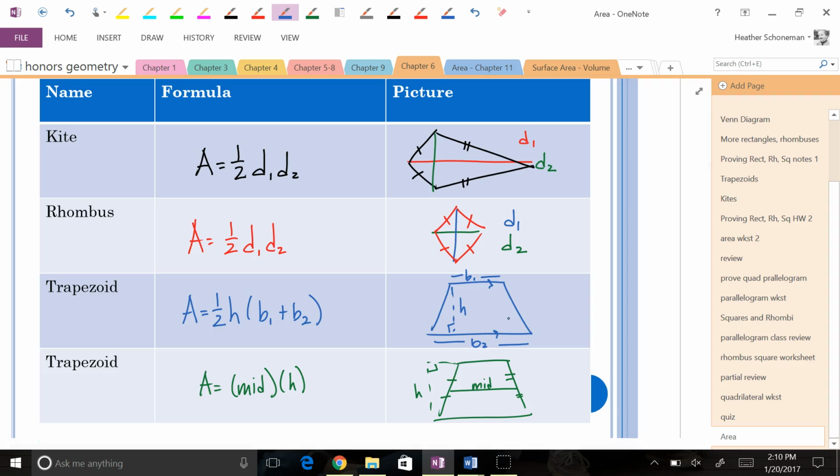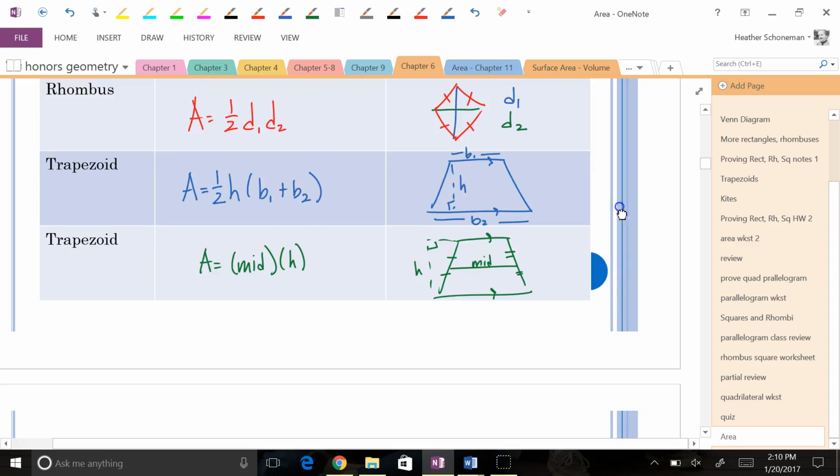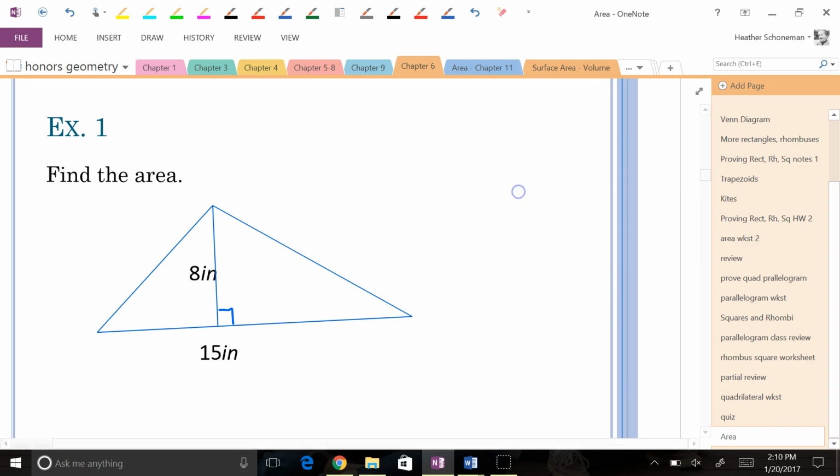Okay, when would you use which one? Well, if you're given the midsegment, use the second one. If you're not, use the first. All right, pause the video as needed to get caught up, and then let's try some examples of finding areas of different quadrilaterals.